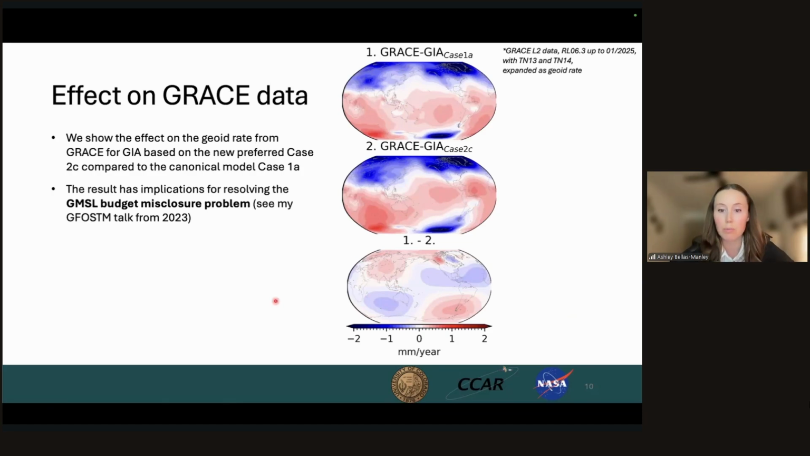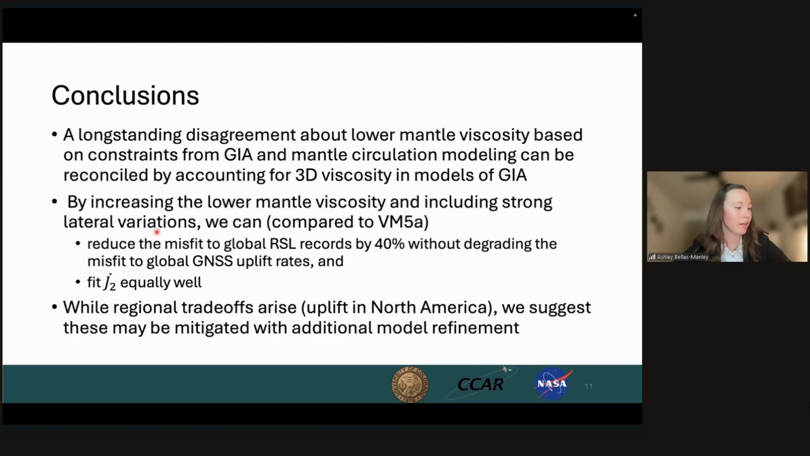The differences are small, but I will recommend that this could have important implications for reconciling the global mean sea level budget misclosure problem. And for more information on that, you can see my talk from 2023 at the GRACE Science Team meeting. So that's it for me. Here are my conclusions. And I'll finish there.